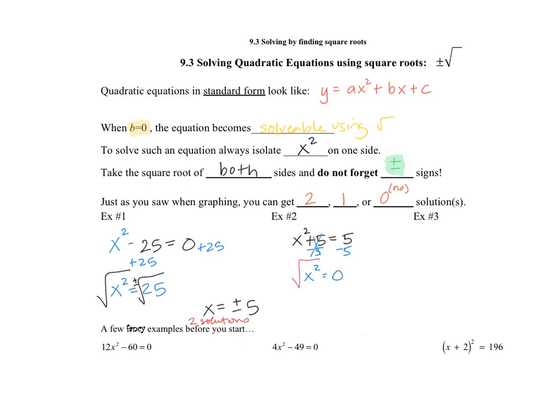But let's take the square root of both sides, and we're going to put our plus or minus in, and we're going to get that x equals plus or minus 0. Well, 0 isn't positive or negative, so we can cross these out. And x is just equal to 0. And we have one solution.